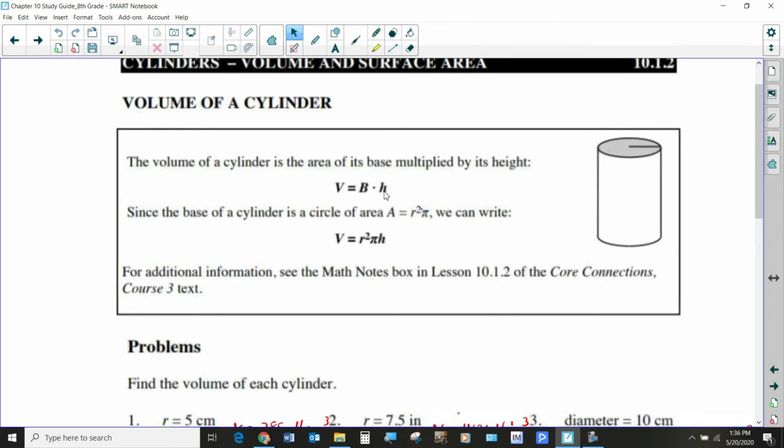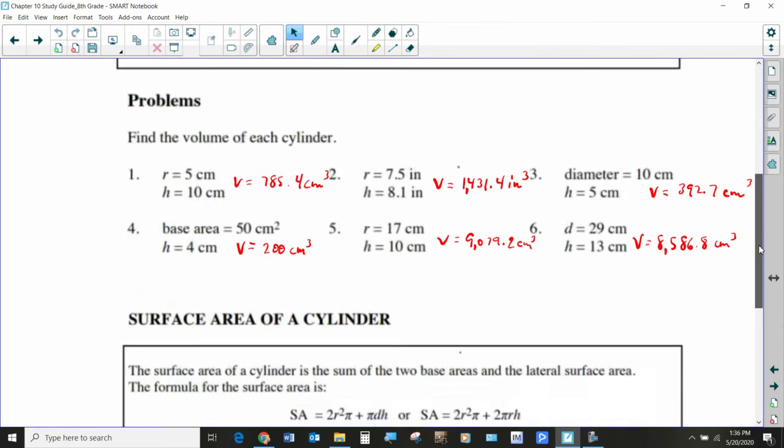So we're going to take that basic formula, but we have to interject the formula for finding the area of a circle. Since we have to find the area of the base, that would be pi times the radius squared, or radius squared times pi, whatever order you want to put that in.